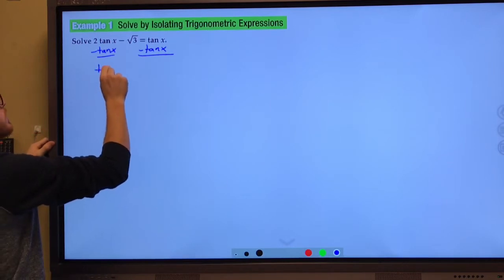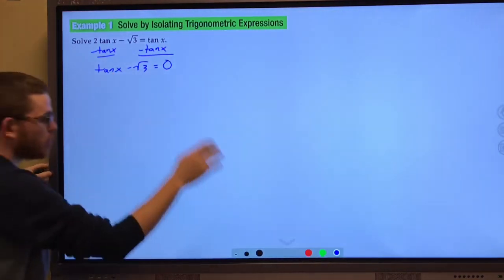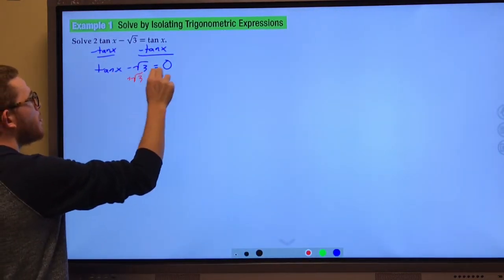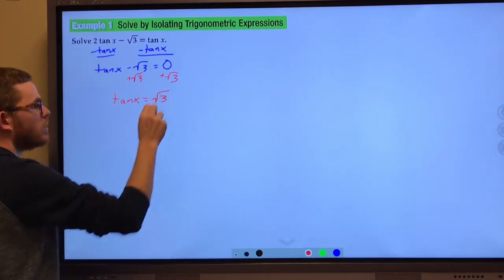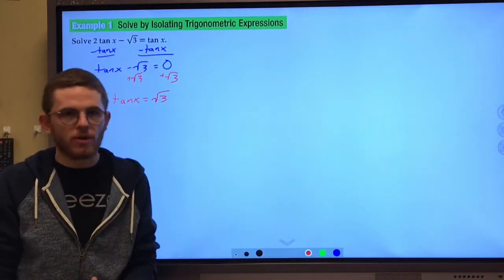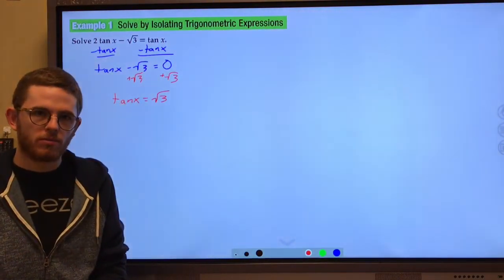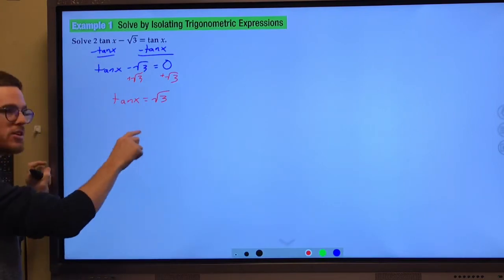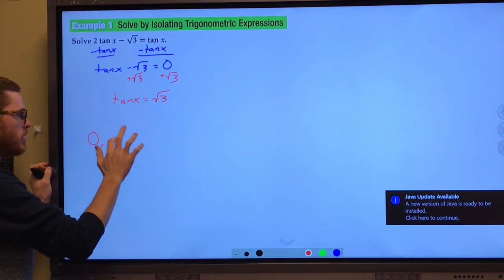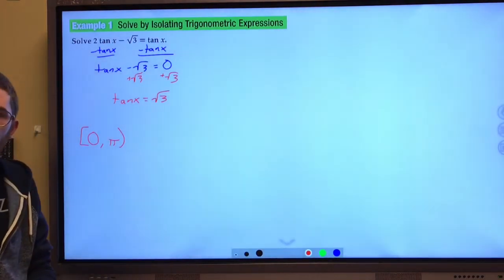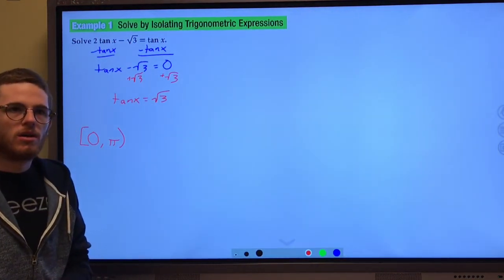This gives me tangent of x minus root 3 equals 0. Add the square root of 3 to the other side. Tangent of x equals the square root of 3. So now we have to remember our unit circle, we have to think, when is tangent the square root of 3? And remember, tangent's period isn't all the way to 2 pi. Tangent's period is just from 0 to pi. So we're thinking from 0 to pi, when is tangent going to be the square root of 3?